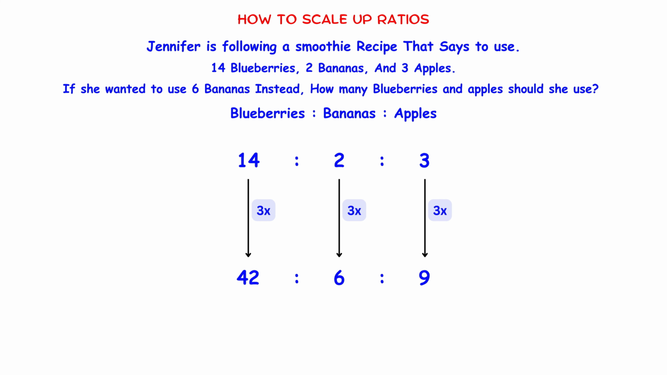Since she wants to use 6 bananas, we place a 6 beneath the 2. We then find what 2 must be multiplied by to make 6, which is 3. This tells us that we need to multiply all parts of the ratio by 3. Therefore, 14 times 3 gives 42 blueberries, and 3 times 3 gives 9 apples. An alternative way to understand this is that Jennifer is making 3 times the original amount of smoothie, so she needs 3 times as much of each ingredient.